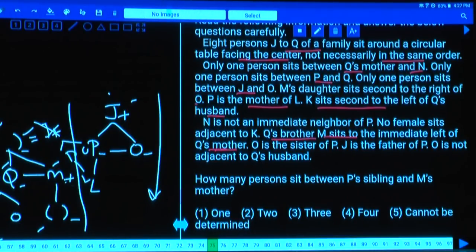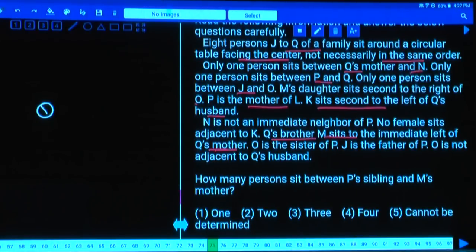Now I will rewrite this once again. Tell me, what is the final arrangement we got? One is Q and M, isn't it? Q and M, we have fixed these two. Q's husband we have taken as J, and J is a male, Q is a female. Then what about this M?